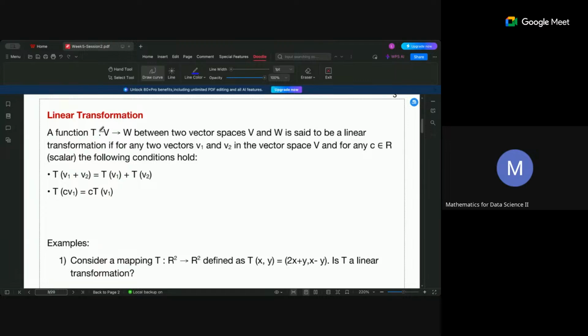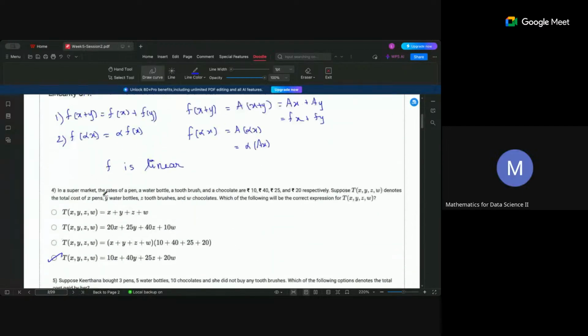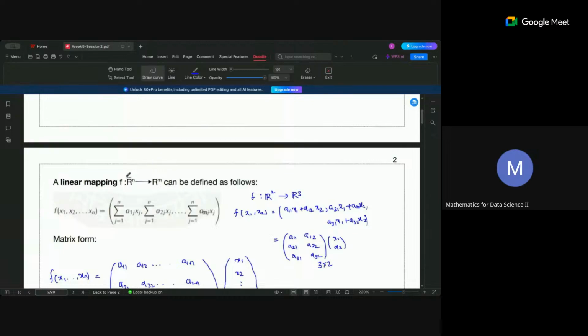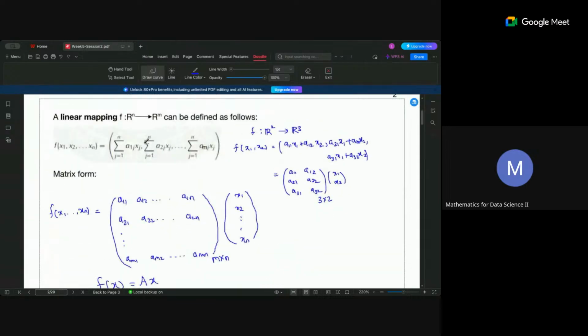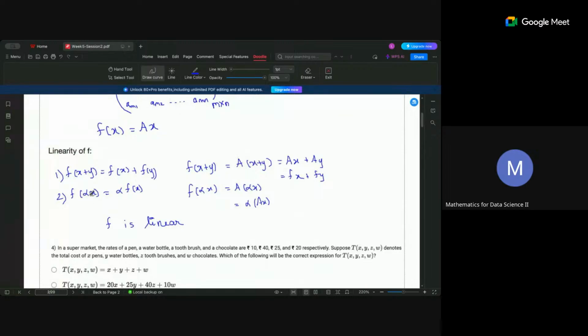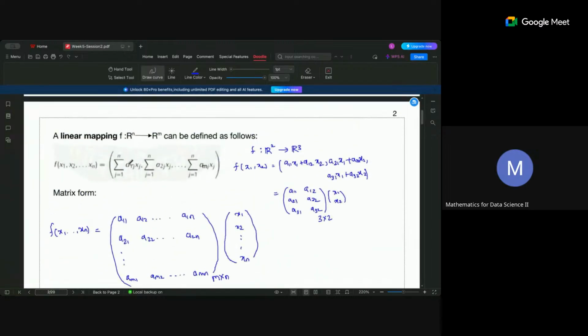Now, do you already know some example of a linear transformation? Have we already seen some function which satisfies the condition? Yes, right. We have seen that if you take a function from Rn to Rm, you already know that Rn and Rm are vector spaces. And if you define the function in this way, then this function already satisfies the linearity properties. So this is a linear transformation.